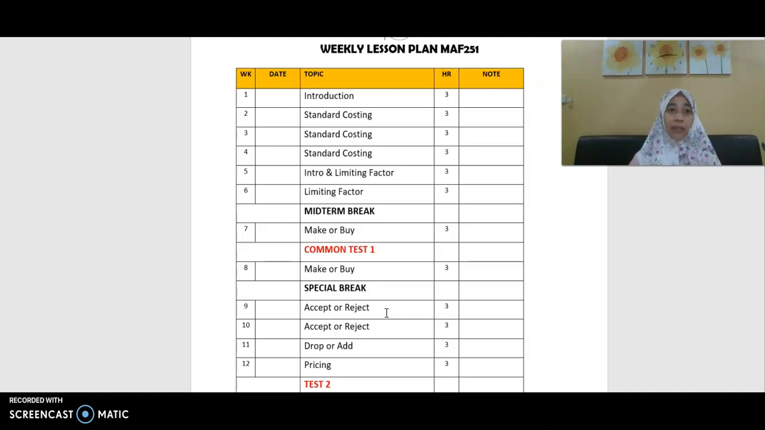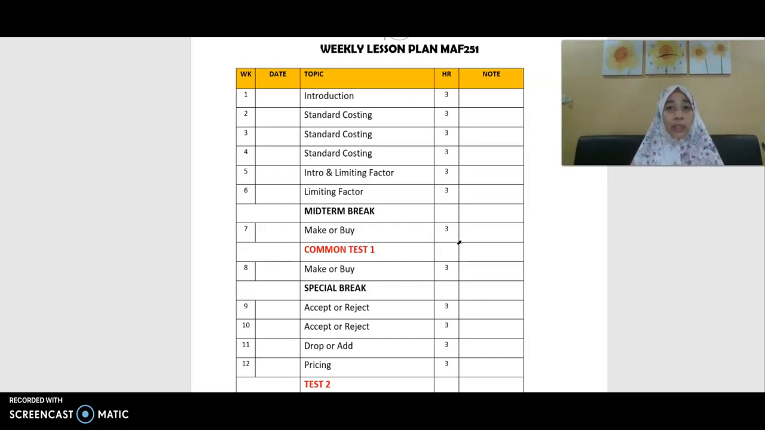So bear in mind, the things that you are doing here are the foundation. Make sure you have very well-equipped knowledge of your cost and management accounting, because this is the foundation of what you're going to do in the future. I'm not going to go into detail about your MAF 251, but what I want you to have is the whole spectrum, the helicopter view of what you have done, what you're going to do this semester, and what you're going to do in the following semester.